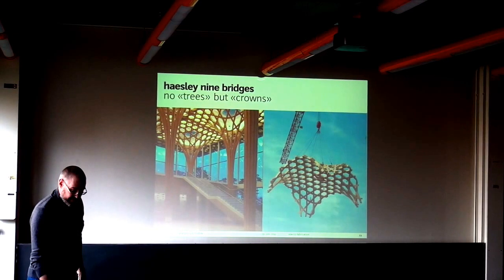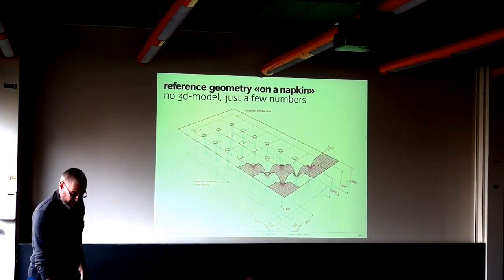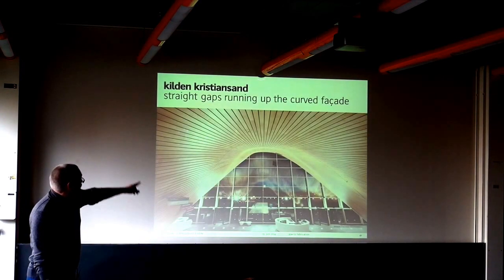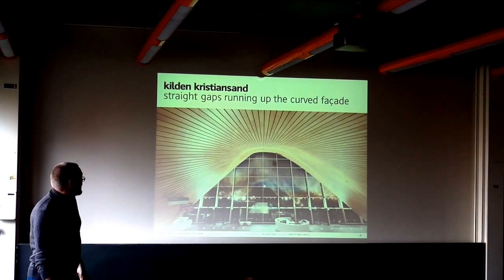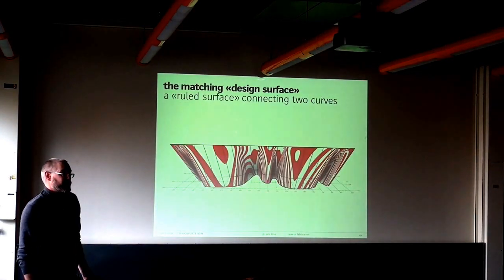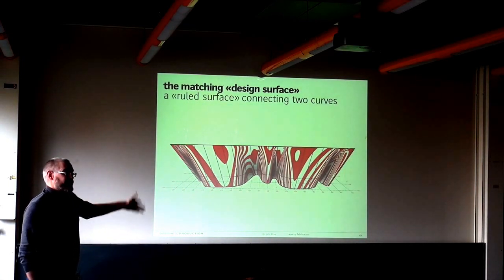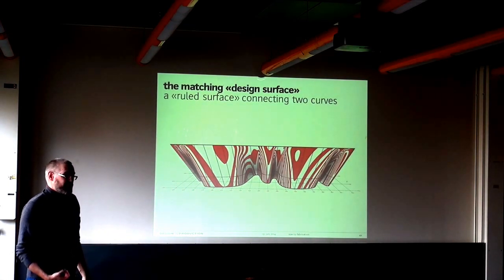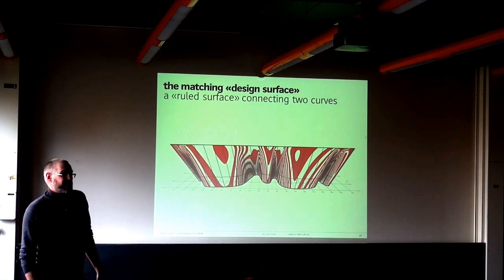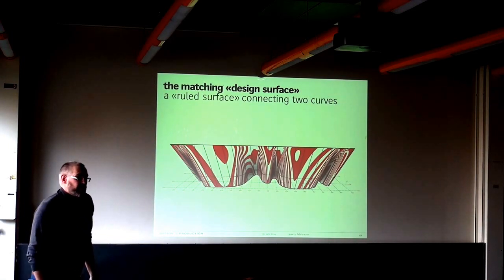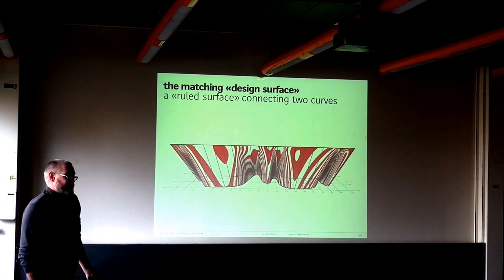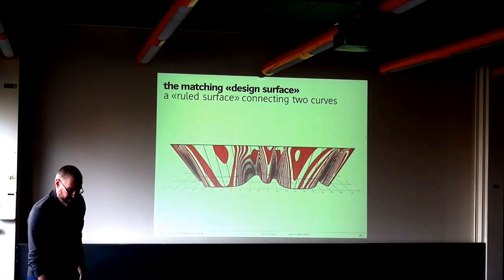I'm already a bit late in time, so I have to hurry up, but we have time for questions afterwards, I think. As I said, the straight gaps in Kristiansand also basically is a ruled surface. So you have a straight upper edge, you have a curved lower edge, and straight lines in between, in the very beginning, in the defining geometry of the project. And it has to be like that, and you have to make very clear that it has to be like that in order to be able to fabricate it and assemble it in this way, which we had some troubles with in the beginning.